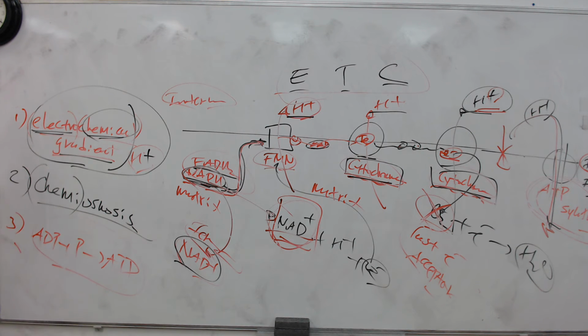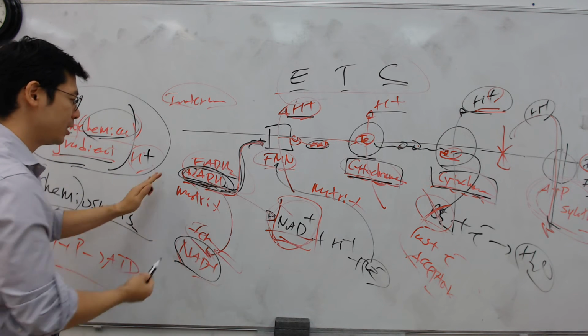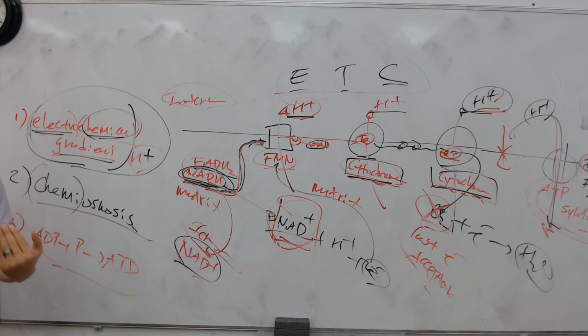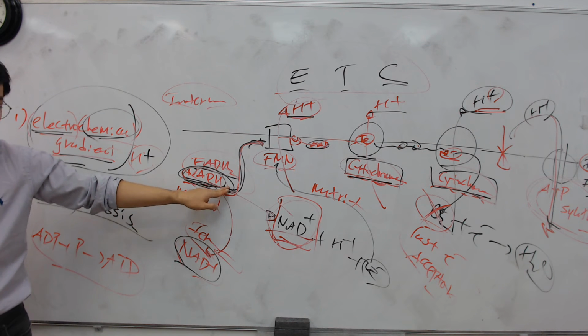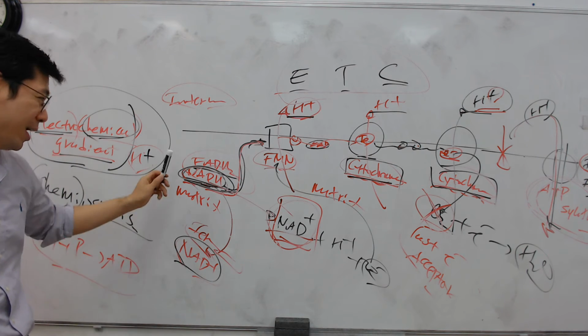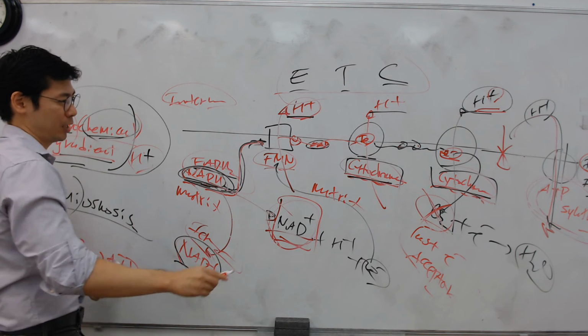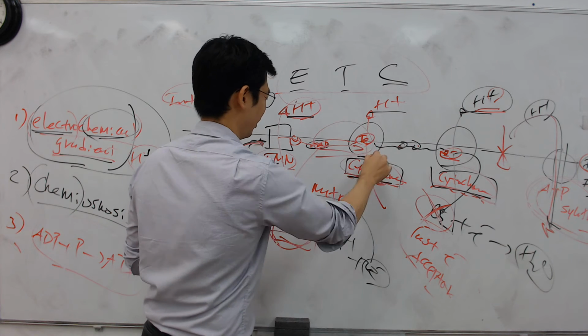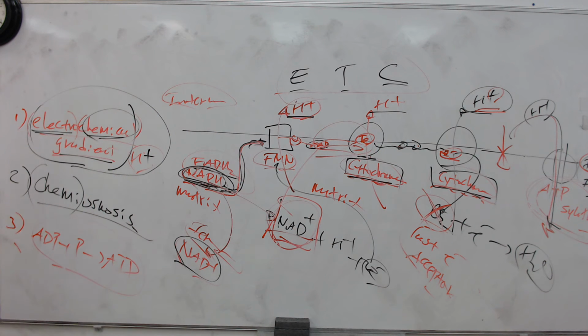Okay? And I think approximately one NADH will produce around 2.5 ATPs. One FADH2 produces around 1.5 ATP. Okay? So why does FADH2 produce less? Because they start with this process.